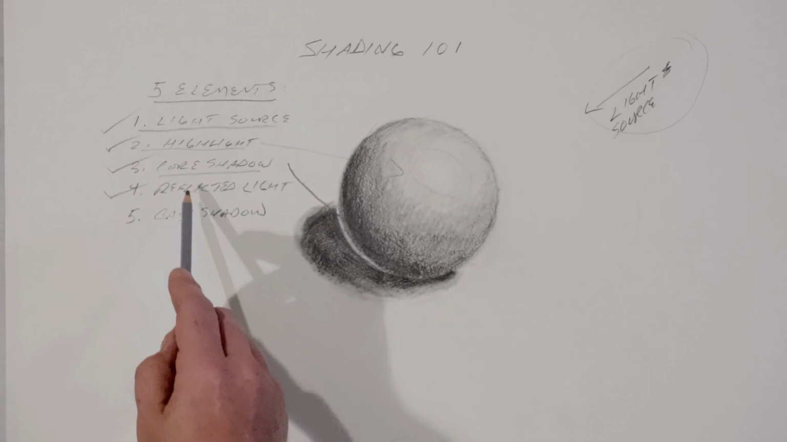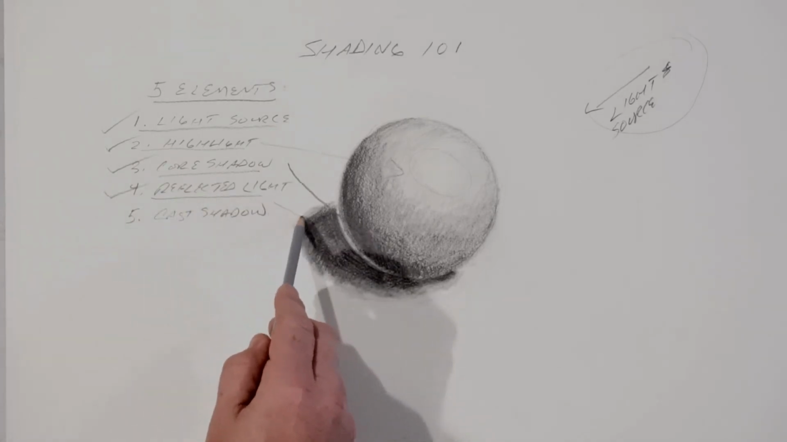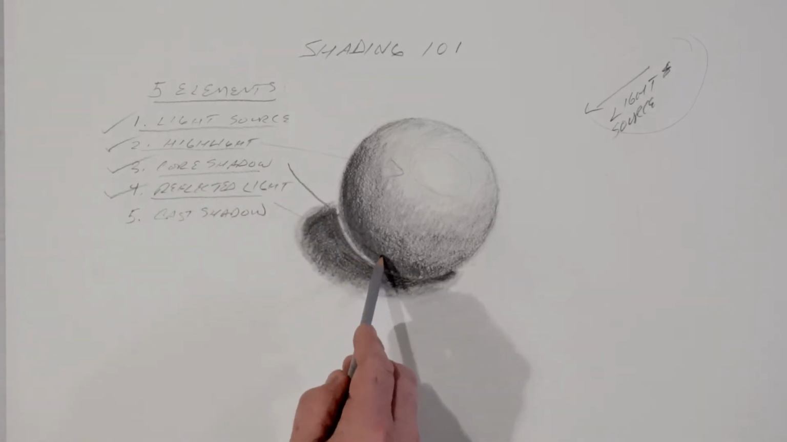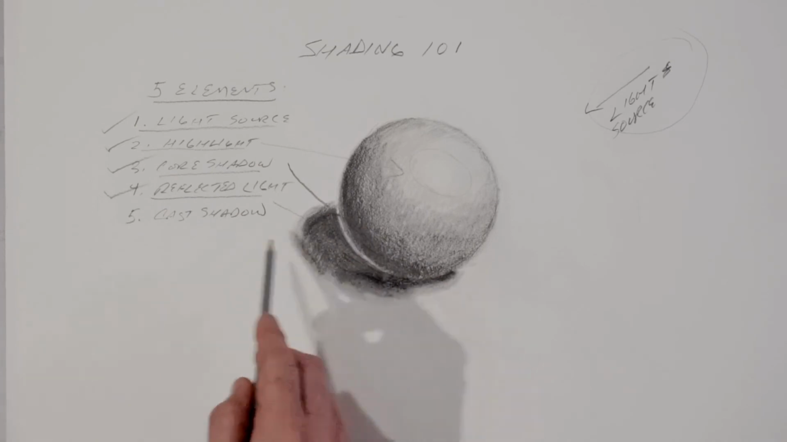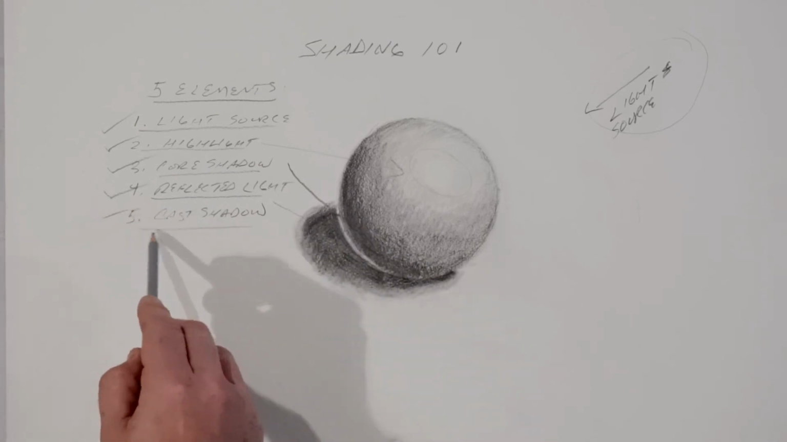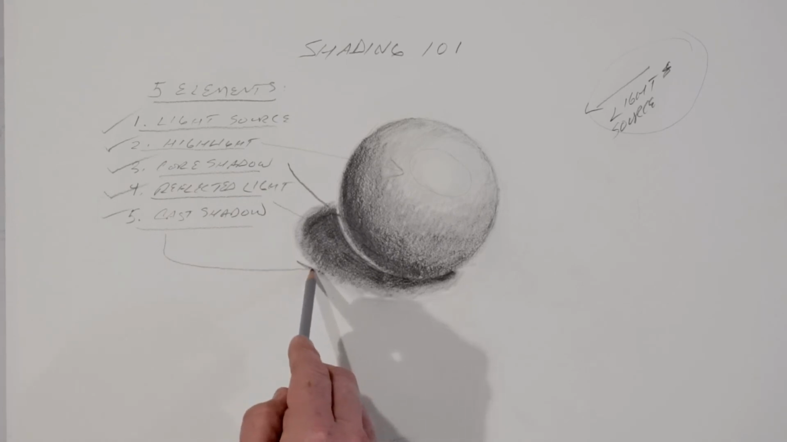Number 4, your reflected light. Again, opposite your light source, but carry some of the light in from the surrounding areas you can see highlighted here. And then certainly last is cast shadow, and that is the area you see here that's cast by the sphere.